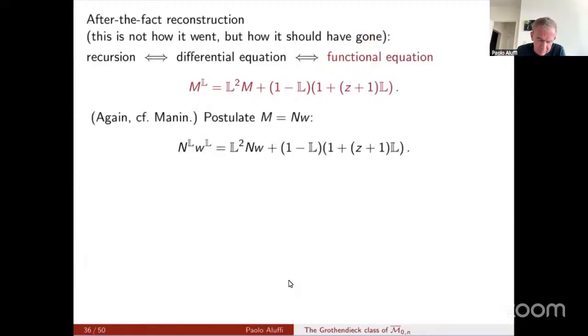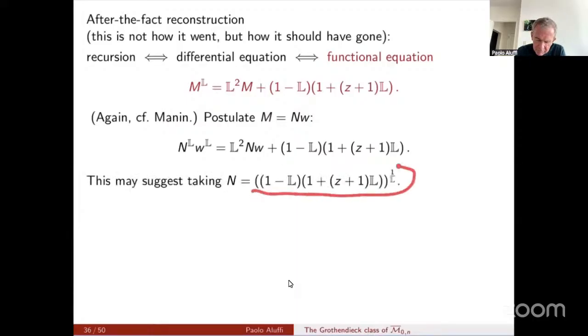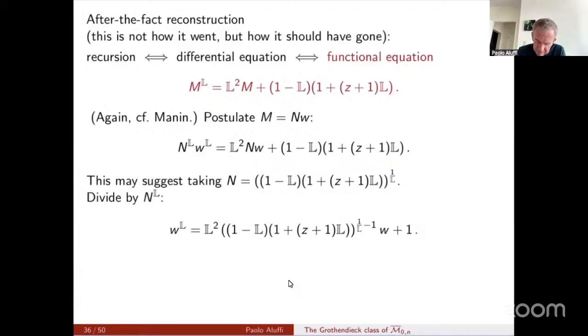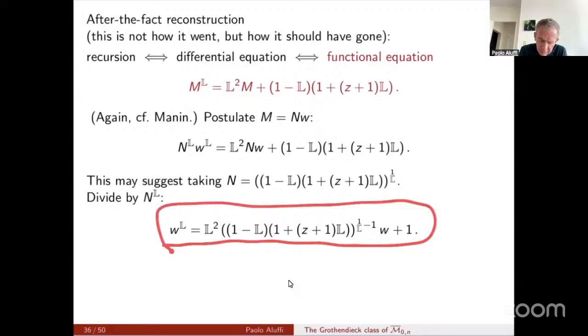This is the way it would work. You postulate that m is n times a new thing, w, and then your functional equation is this. This might suggest to let n have to do with this guy. So this is what I should have done. I should have let n be this expression. If you do that, then your functional equation simplifies after you divide by a power of n. You get just another equation in w. This doesn't look much simpler than the original one, but it happens to be simpler.